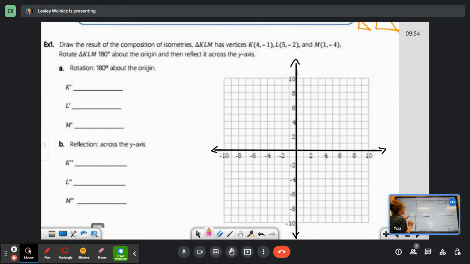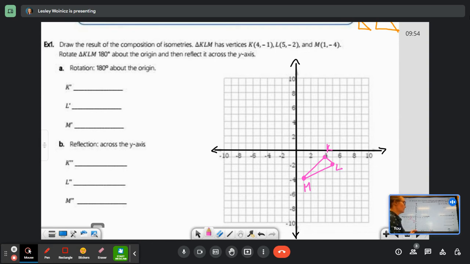Okay, so let's plot our points. K is at 4, -1. L is at 5, -2. And M is at 1, -4. This is the point I totally just put in the wrong spot last time. Okay, there's our little triangle.